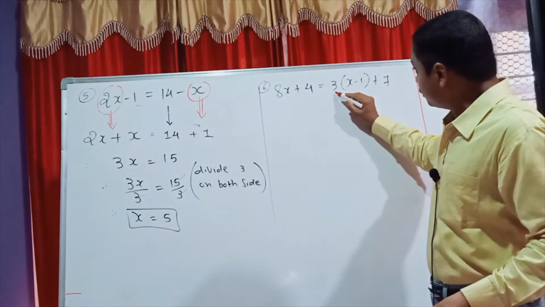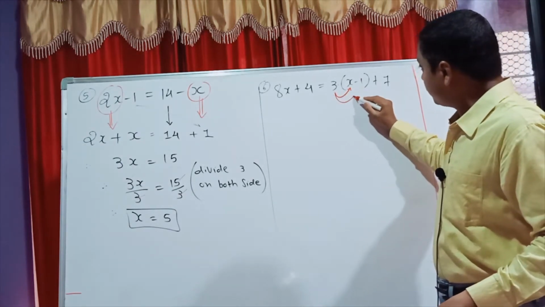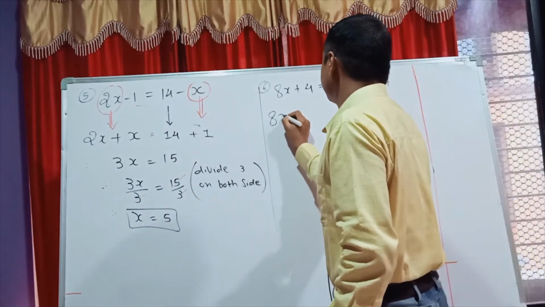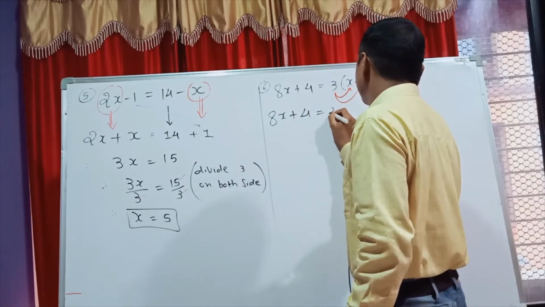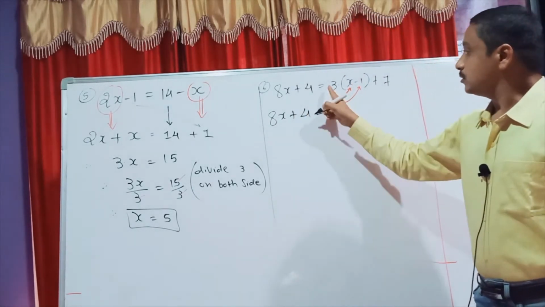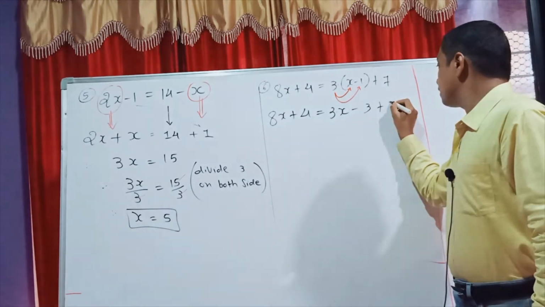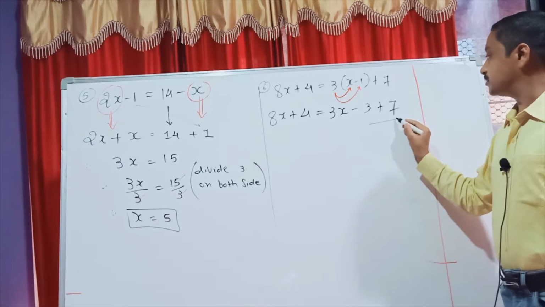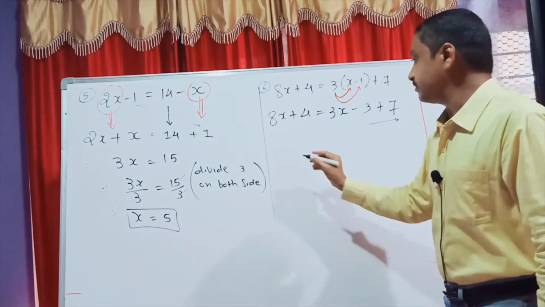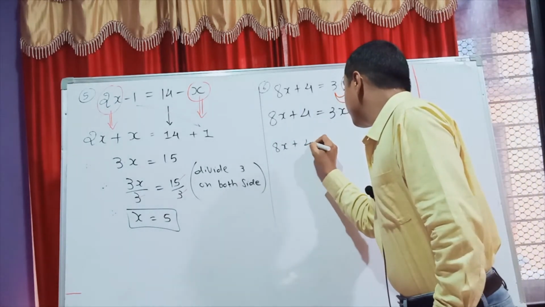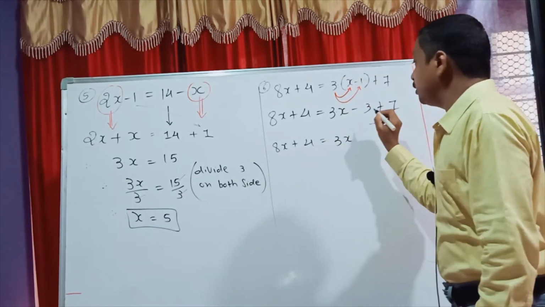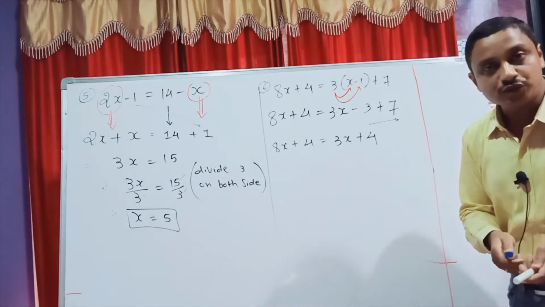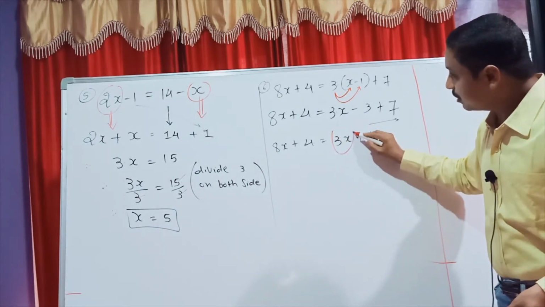So students, first of all this 3 you multiply inside. So how much is it? 3 into x, 3x, 3 into minus 1, minus 3, and plus 7. Now these are the like terms. Minus 3 plus 7. So 8x plus 4. Here same. How much is minus 3 plus 7? Yes, it is 4.